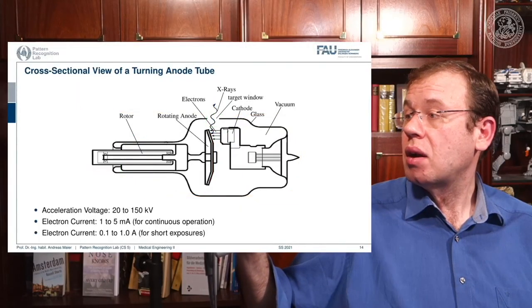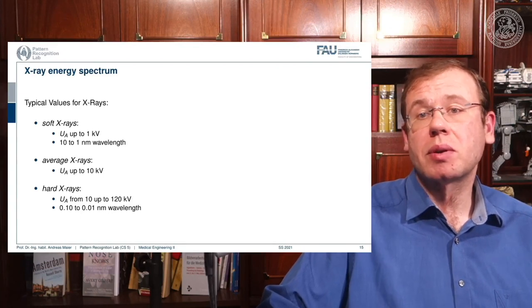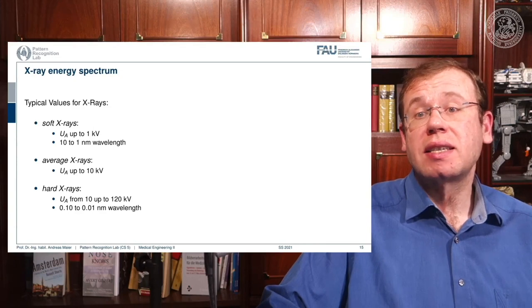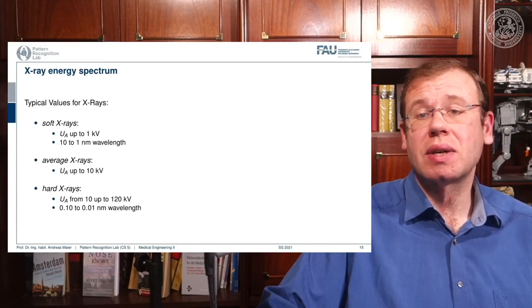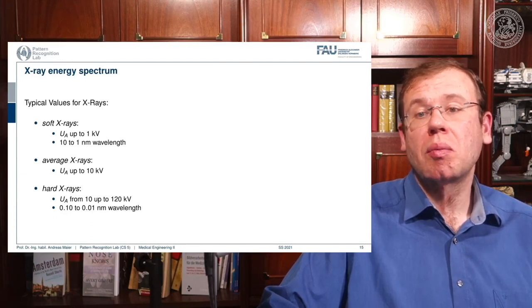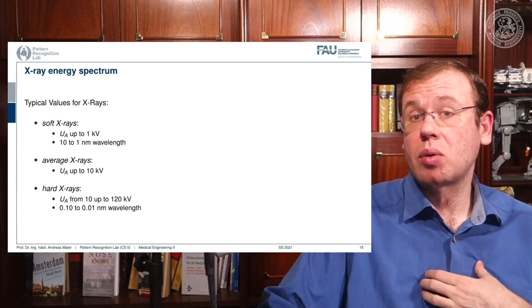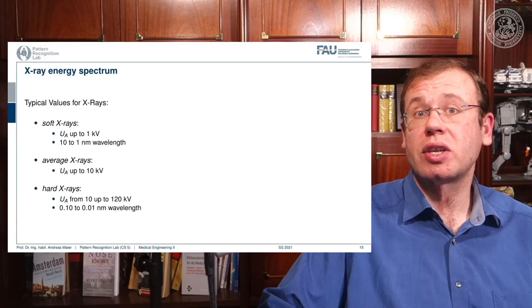So let's go ahead and talk a bit about the different types of X-rays. And this is essentially governed by three regimes that people talk about. So there's soft X-rays. There the acceleration voltage UA is up to 1 kilovolt, and they have 10 to 1 nanometer in wavelength. Then there's the average X-rays. They are up to 10 kilovolts, and the hard X-rays, they range from 10 to 120 kilovolts. And the hard X-rays are the ones that we typically use in medical diagnosis, and they have wavelengths from 0.1 to 0.01 nanometers. So this is very short wavelengths and high energy, and we need the high energy in order to penetrate the body. You know, there's a couple of centimeters of water and bones in the way, and you have to be able to transmit the rays through the entire body in order to get an image on the other side. So this is why you need rather high acceleration voltages.